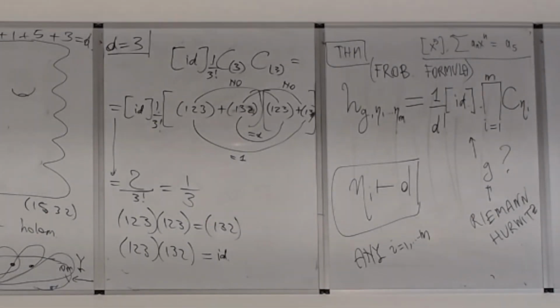And then you need to check that this is actually a Hurwitz number, so it satisfies the Riemann-Hurwitz formula. Because now I just put some C's there, but if you put random C's, it's not necessarily a Hurwitz number. You should check Riemann-Hurwitz is satisfied, and that's the only thing you need to check.